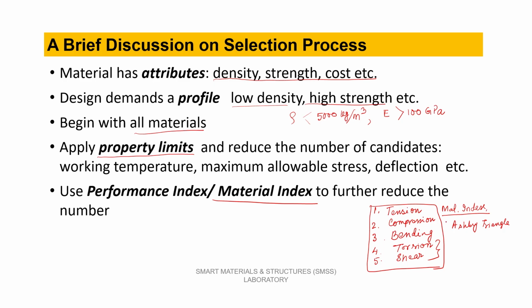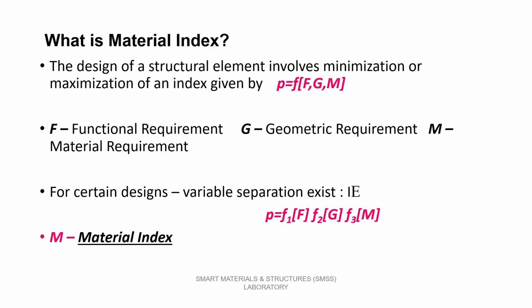So, what is this Ashby triangle which goes beyond the material index? That also we would like to cover in today's lecture. So, let us go through the case for torsion and shear. Now, how am I going to isolate the material index?